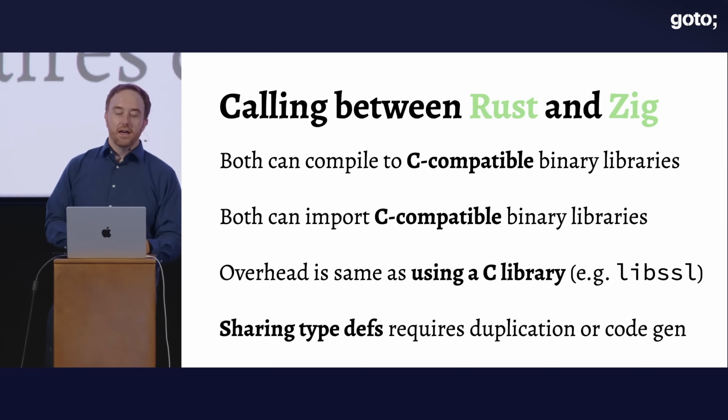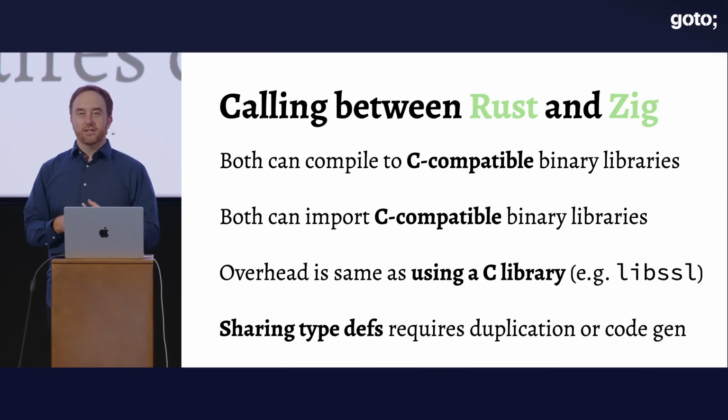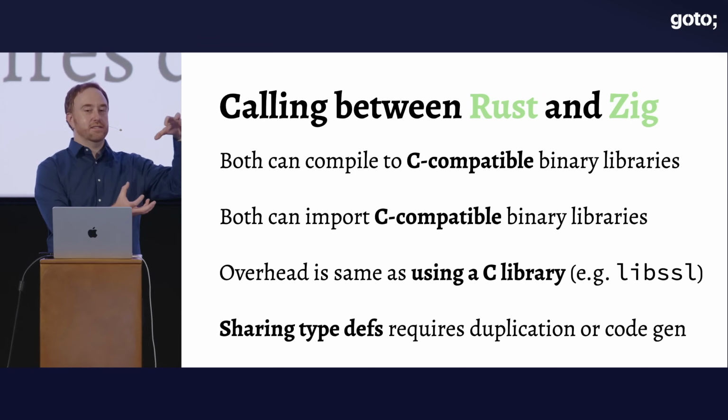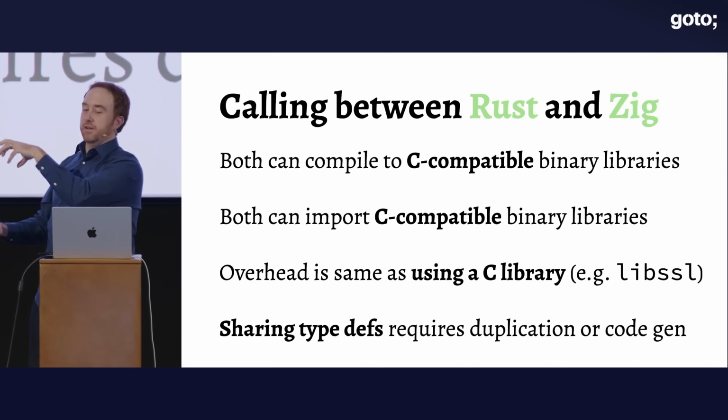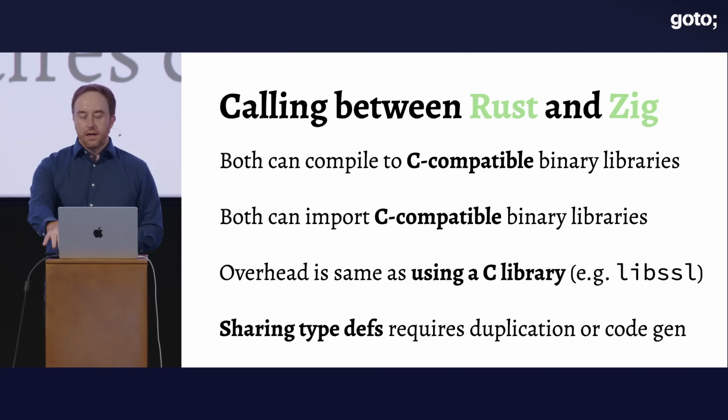Worth noting that if you're going to do this, you're going to end up needing to come up with some way to share type definitions between the two. So either you're going to have to duplicate code and write, okay, here's the type on the Rust side written in Rust code, and then here's the type on the Zig side written in Zig code, or else use code generation to generate one or the other.